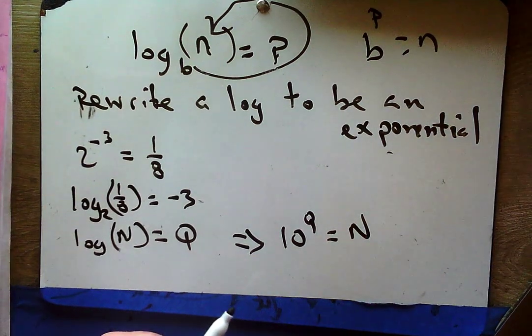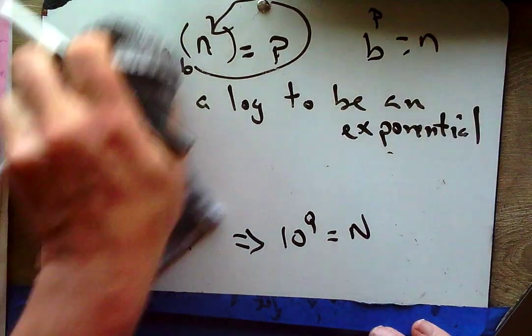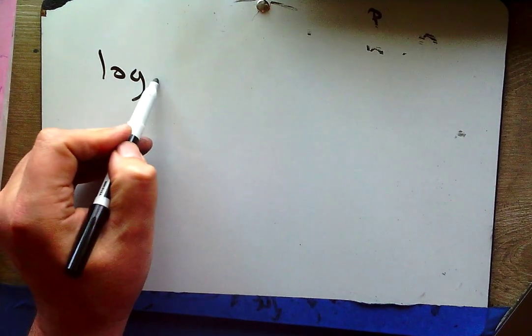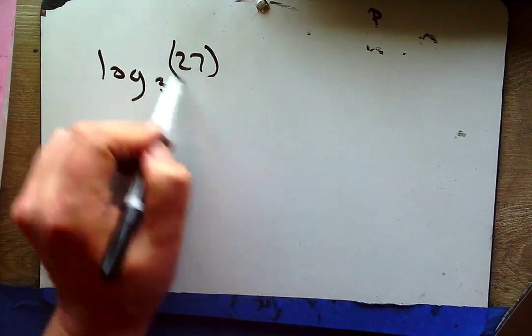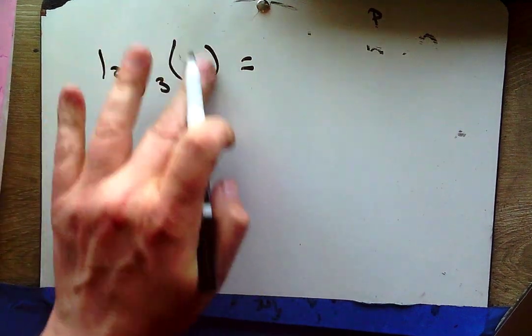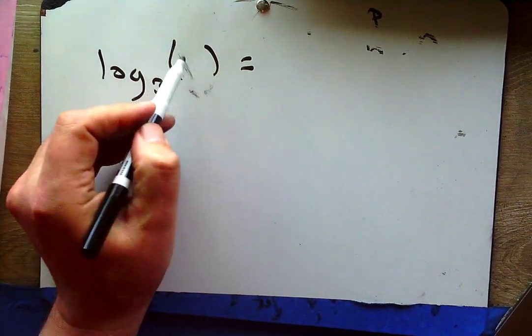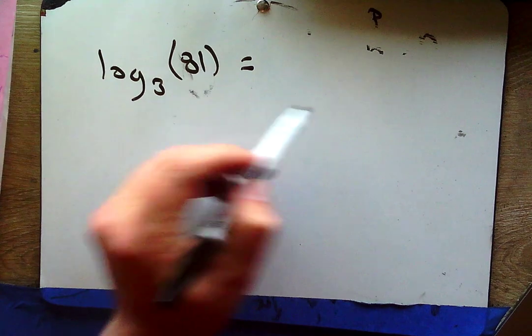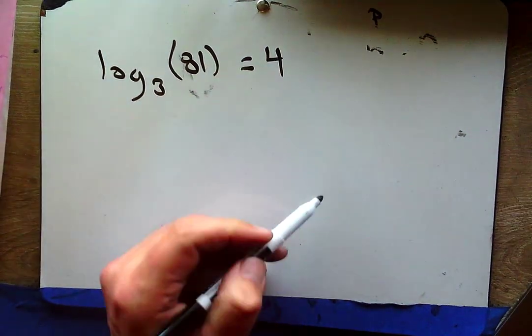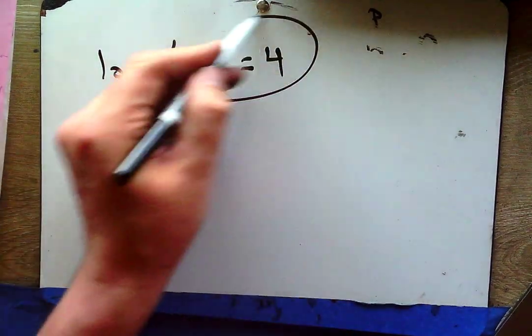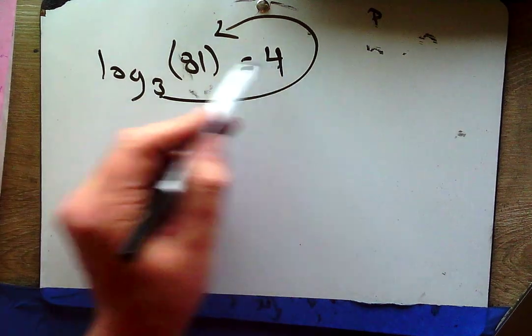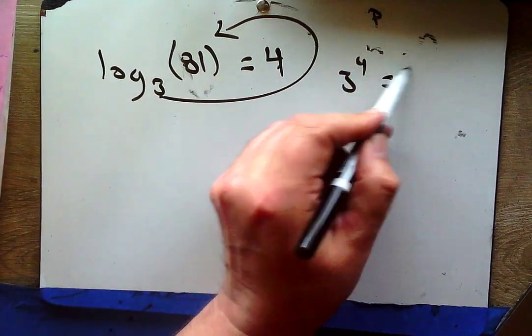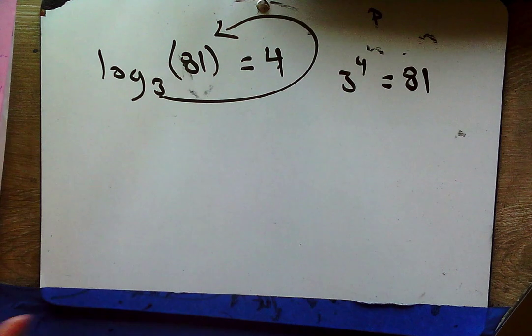All right? Let me know if you have questions about that. You can certainly feel free to try one like log base 3 of 81 equals 4. Okay, so scorpion tail, wow, base, power, answer. 3 to the 4th equals 81.